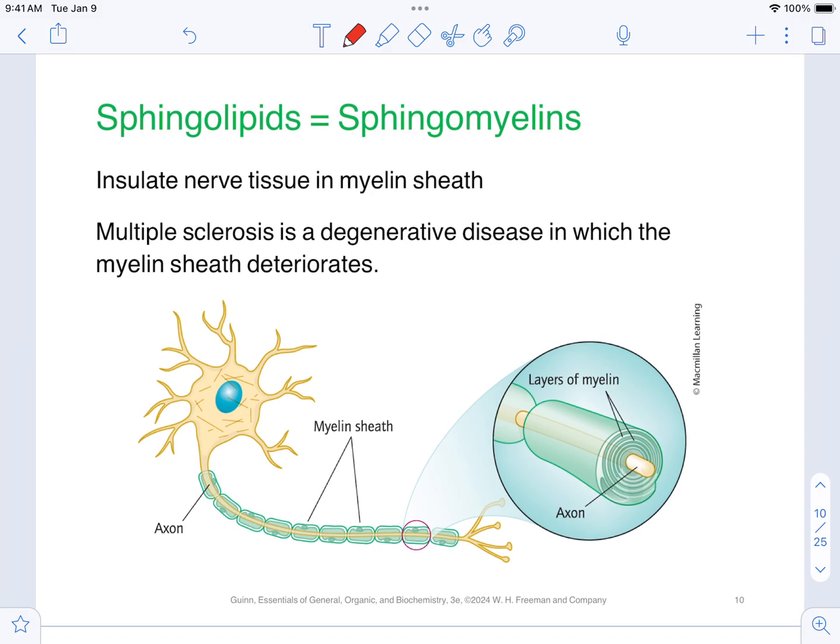So another name for sphingophospholipids is sphingomyelins, and these insulate nerve tissue in the myelin sheath. You probably have heard of multiple sclerosis before. That is when your myelin sheath deteriorates.